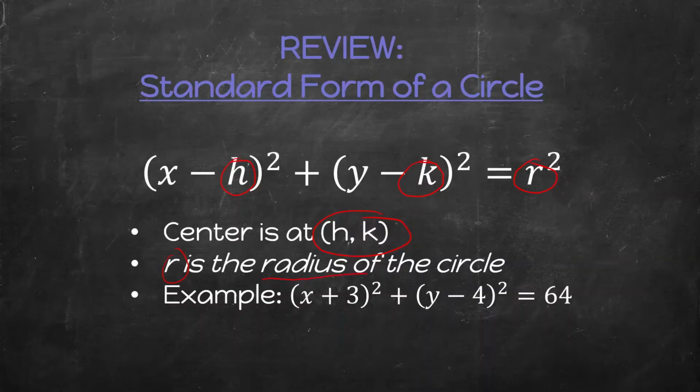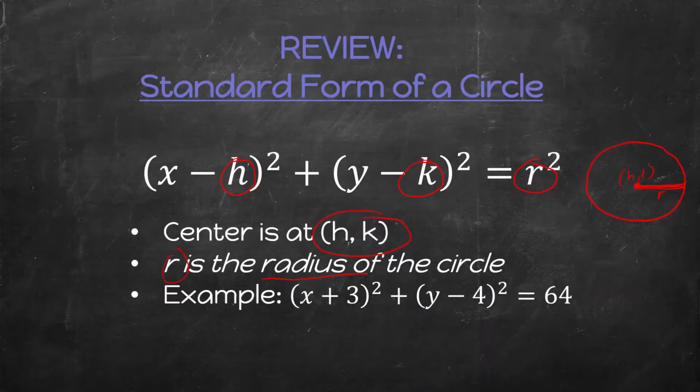Radius. Alam naman natin na ang circle, meron siyang radius. Ayan yung center. Ito yung hk. Recap lang to ha. And ito naman yung radius. Radius niya. It is from the center up to the end point of the circle. That's it. Example, we have, ito yung standard form ha, x plus 3 quantity squared plus y minus 4 squared equals 64.